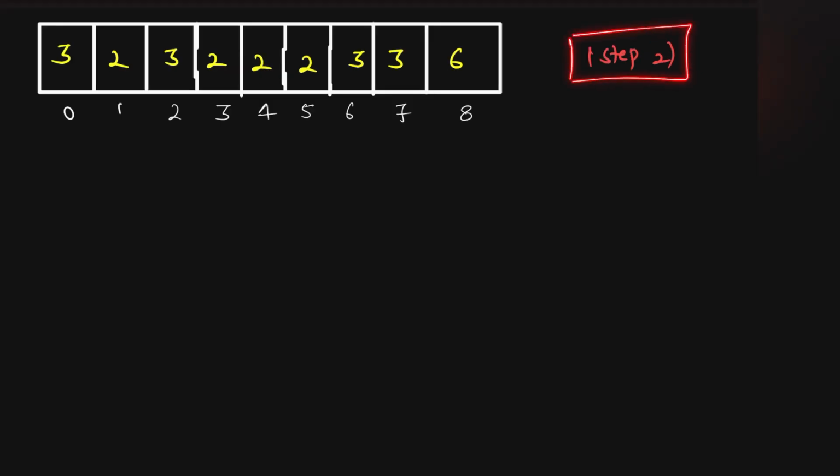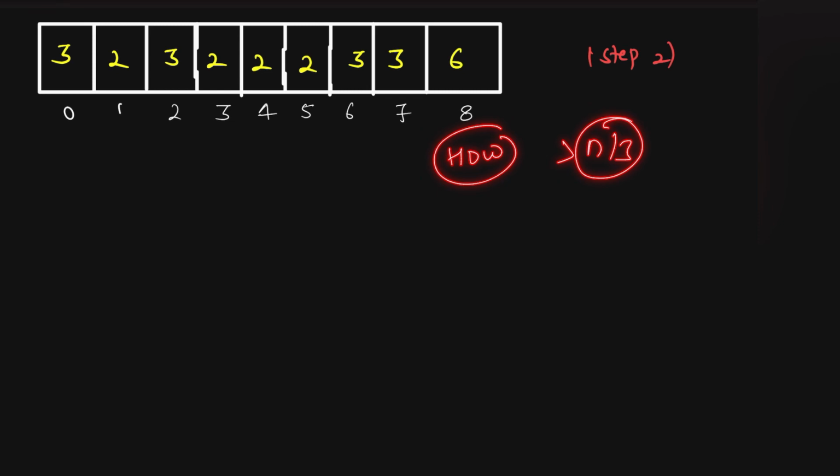Now let's have a look at our second step of our solution. Now the question comes, how will we come to know how many elements occurred greater than n by 3 times? So can I simply say that I will keep the count of occurrence of every single element, right? For example, in this array I have 3, I have 2 and I have 6.